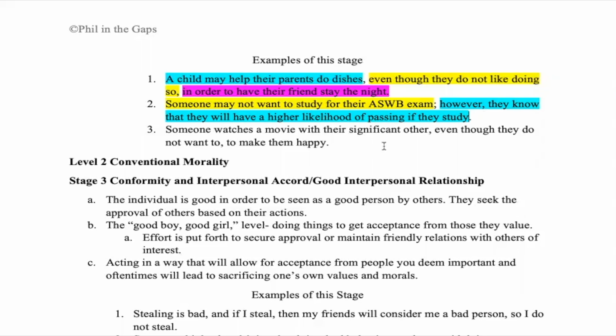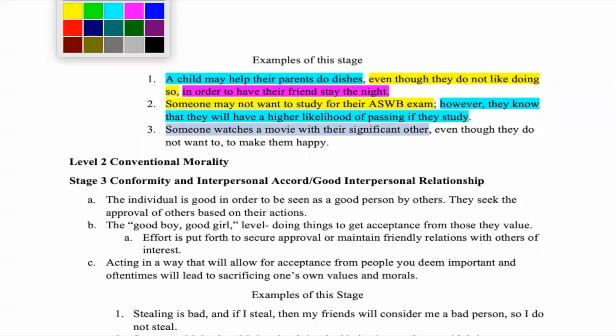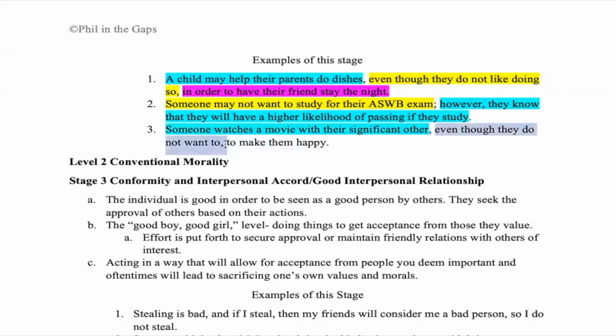Another example, someone watches a movie with their significant other, even though they do not want to, to make them happy. They're like, you know what, I hate that movie, I'm never watching that movie ever again. But they'd rather do that because they want their partner to be happy. It's not to avoid punishment, but they think, I watched this movie, I can bring this up and do something that I want to do. And that significant other will have to do it based on the fact that I did something that I didn't want to do. It's that tit for tat.